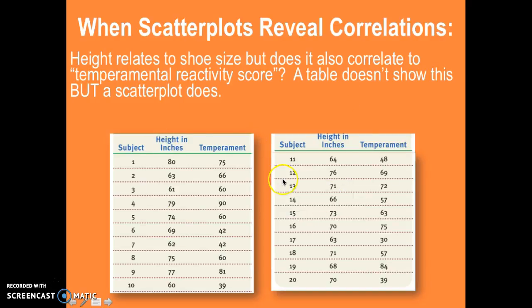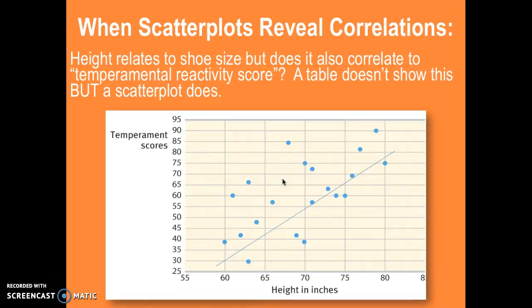Now, when scatter plots reveal these correlations, it gives us so much information. So again, this is the data that you are going to collect. Now, does height relate to shoe size? We know that that relates, but does it also correlate to your temperament reactivity score? This is just a question. When you look at this data, do you see if there's a correlation? No, but when I create the scatter plot, boom, we see that there is some sort of correlation. It's a what type? Positive correlation between height and temperament. Interesting. So again, remember, you're going to find the correlation through the use of a scatter plot.